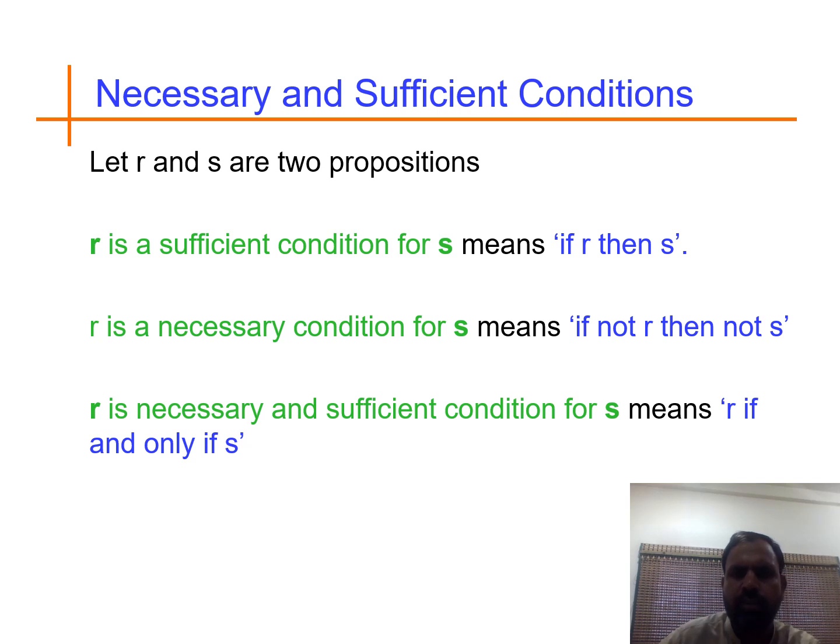So you can easily note the necessary and sufficient conditions. R is a necessary and sufficient condition for S. It means R if and only if S. You can write it as R if and only if S. If and only if is also written, as we have already discussed in the previous slides, in this form: iff. Okay. So I hope you can easily understand the concepts which I have discussed in this lecture.